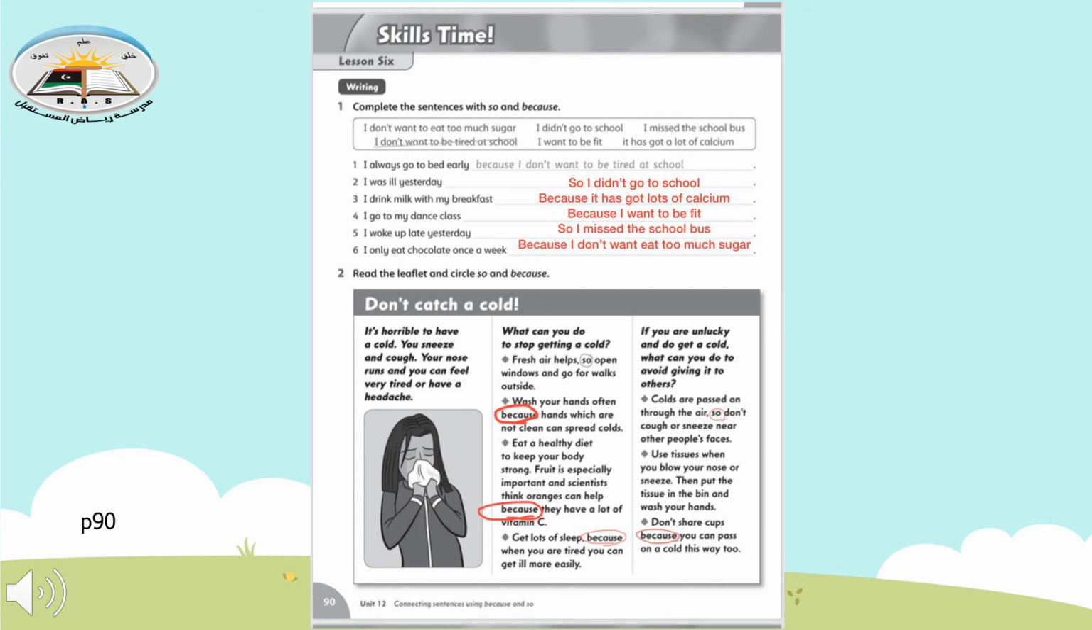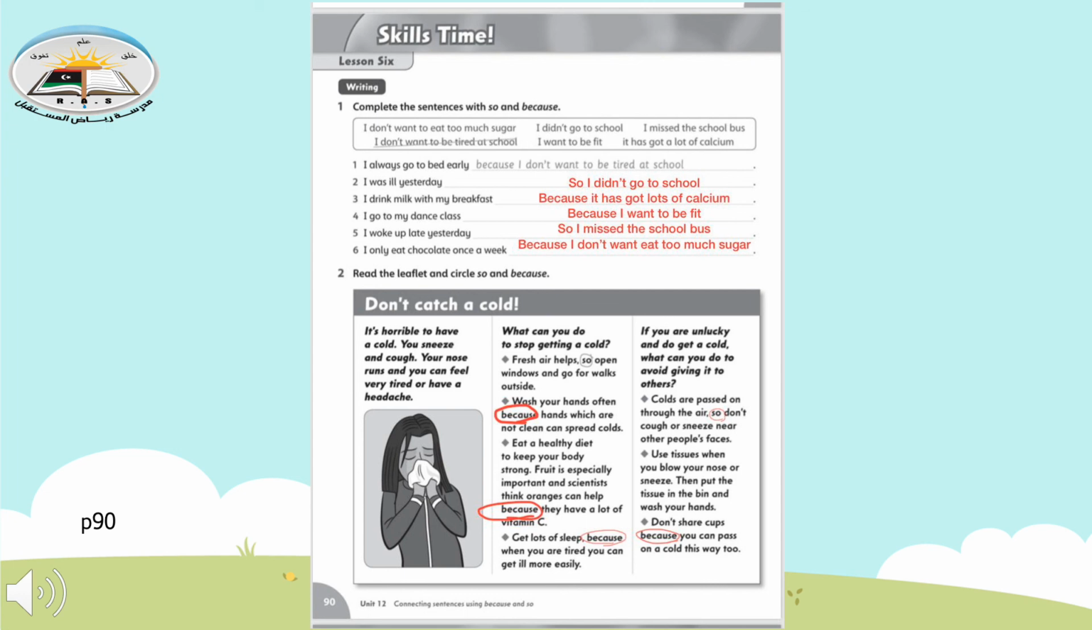Now, let's move on to question number 2. Read the leaflet and circle so and because. Don't catch a cold. It's horrible to have a cold. You sneeze and cough. Your nose runs and you can feel very tired or have a headache. What can you do to stop getting a cold?